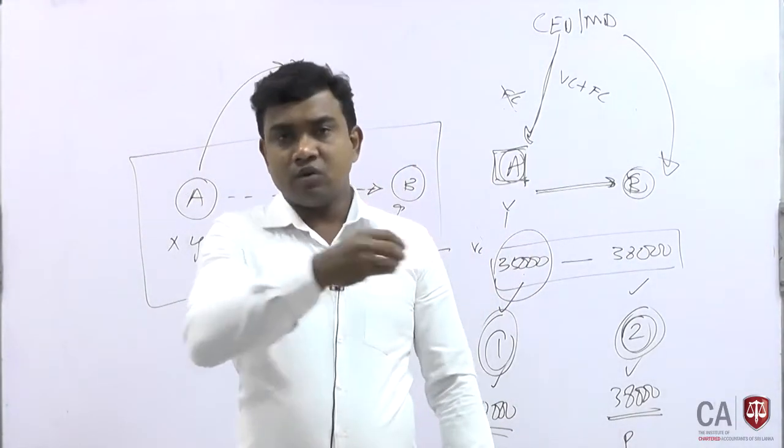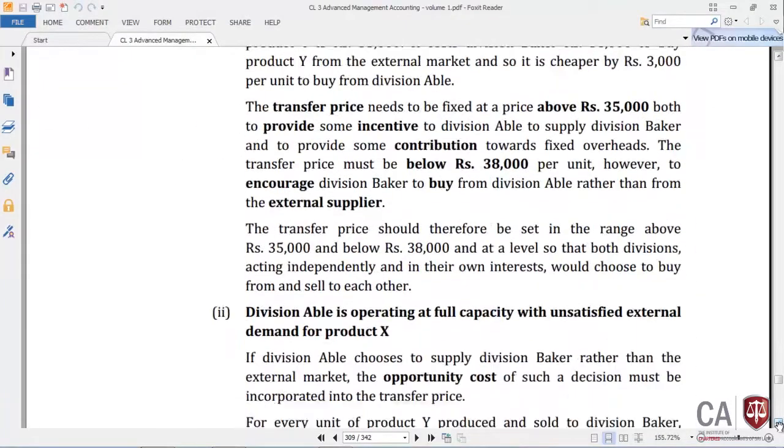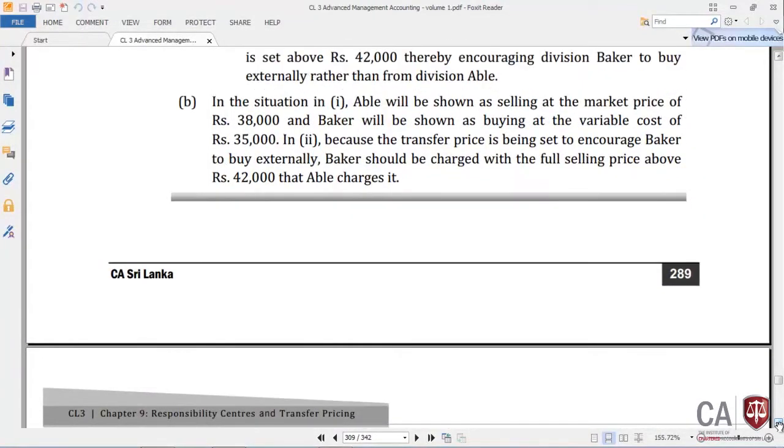Let's move into the answer, how this company can operate the dual pricing technique. Moving into the computer screen. Question B. In the situation in Roman number 1, A will be shown as selling at the market price of 38,000 and B will be shown as buying at the variable cost of 35,000. In Roman number 2, because the transfer price is being set to encourage B to buy externally, B should be charged with the full selling price of 42,000 that A charges. That is the two prices they suggested.